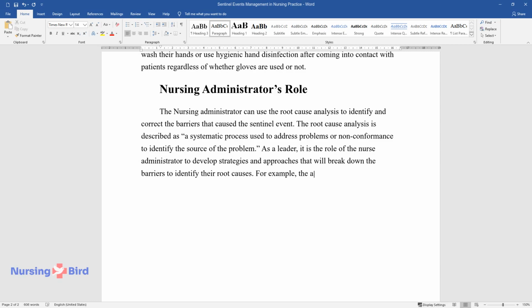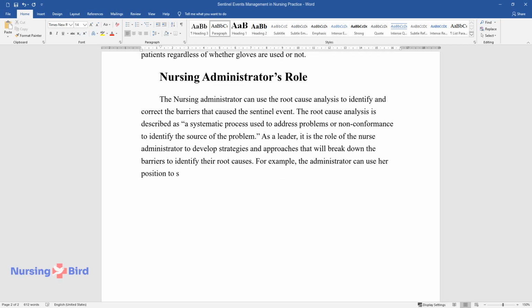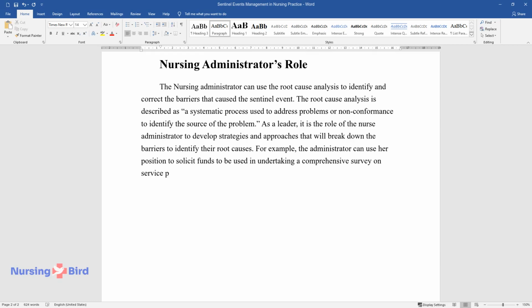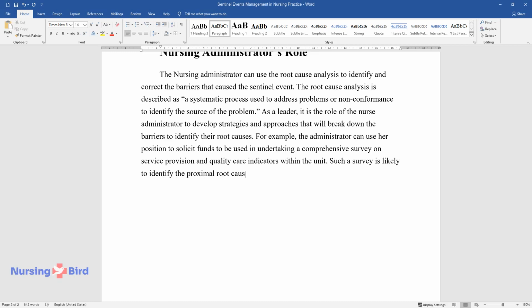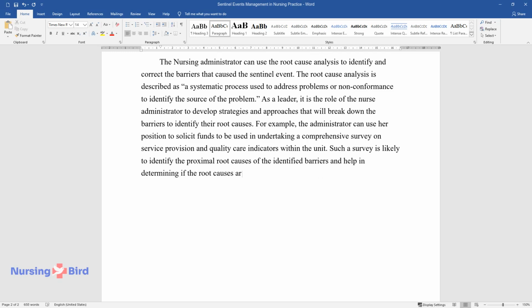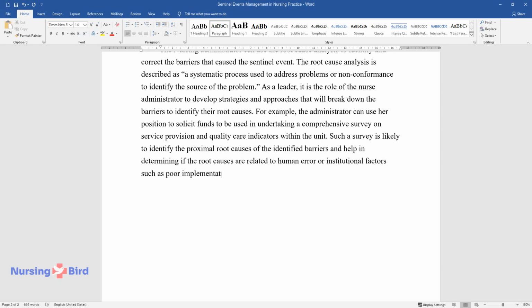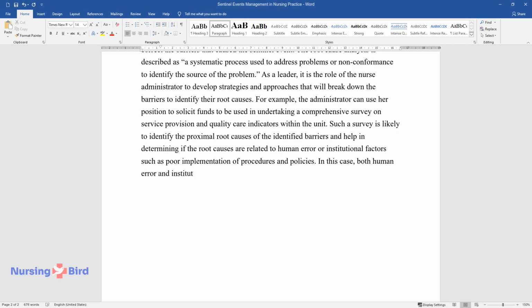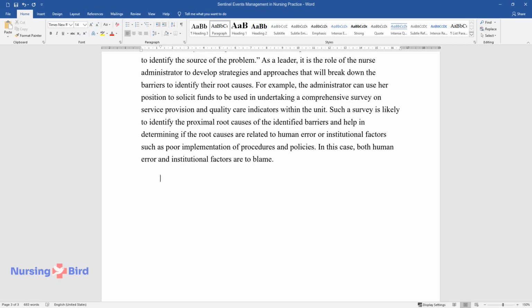For example, the administrator can use her position to solicit funds to be used in undertaking a comprehensive survey on service provision and quality care indicators within the unit. Such a survey is likely to identify the proximal root causes of the identified barriers and help in determining if the root causes are related to human error or institutional factors such as poor implementation of procedures and policies. In this case, both human error and institutional factors are to blame.